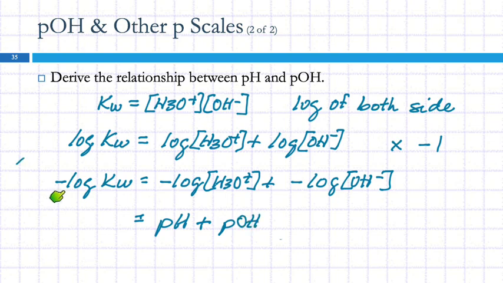What's the negative log of 10 to the minus 14? It's 14. The sum of pH and pOH is 14. I'm not going to make you derive that, but I want you to see that we're not making these things up.